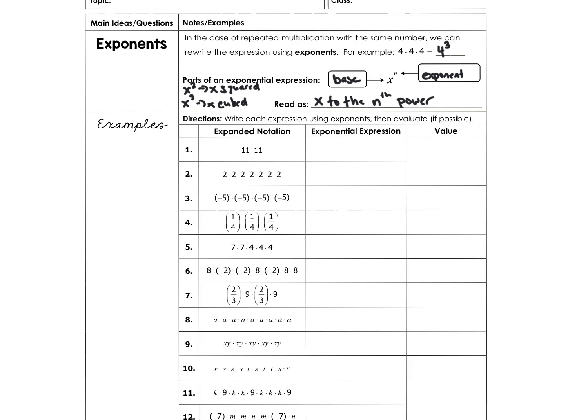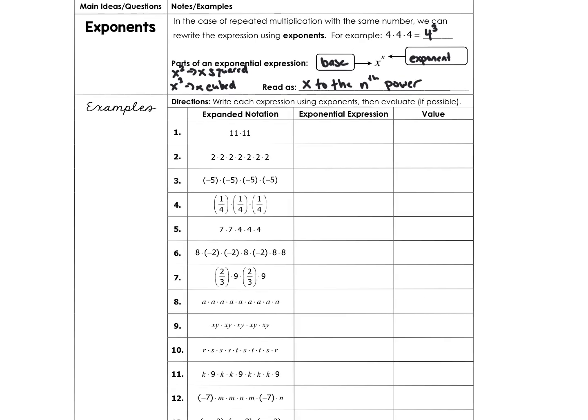We are not going to go through all of these examples, but we are going to touch on just a few of them. So here the expanded notation is 11 times 11. That would become 11 squared or 121. For the most part, you're going to use a calculator to evaluate some of these, especially like 11 squared, you might know. But here with all these 2's, this becomes 2, and we would count it out. We have 1, 2, 3, 4, 5, 6, 7. So it's 2 to the 7th.